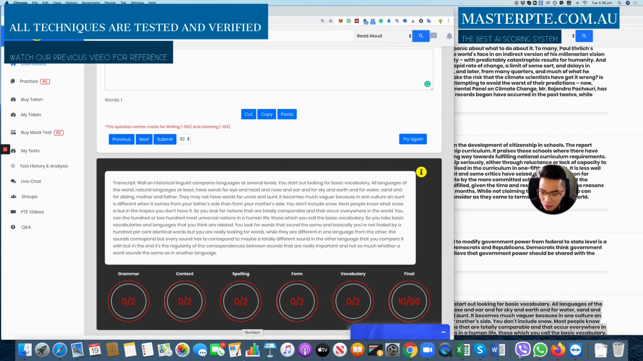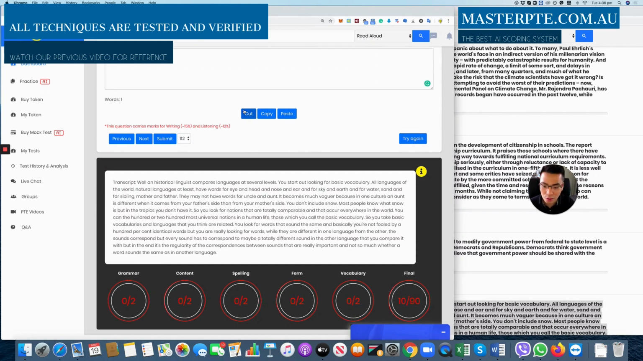Because let's say people go to the exam and write something completely irrelevant, you can't expect the machine to give you 8 out of 10 points, right? They're going to give you a 0 because you didn't actually write relevant content. So highly recommended when you're doing summarize spoken text: what you need to do is just don't paraphrase it.